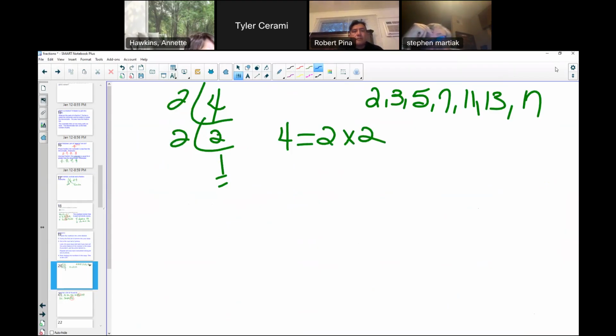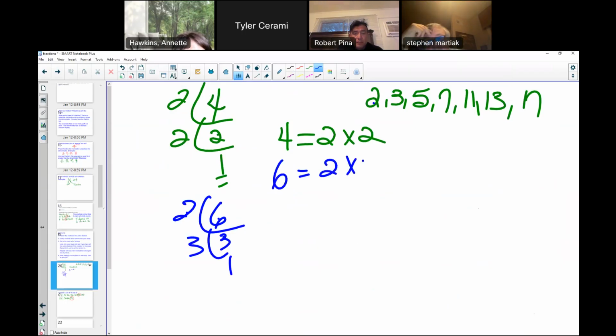The other number was 6. You do the same thing. You take the smallest prime that divides it, which is 2. 2 will go into 6 3 times. 3 will go into 3 1 time, and you stop. So 6 equals 2 times 3.